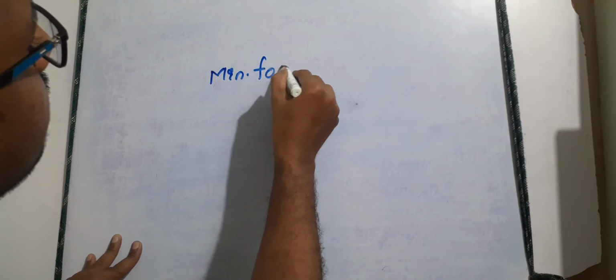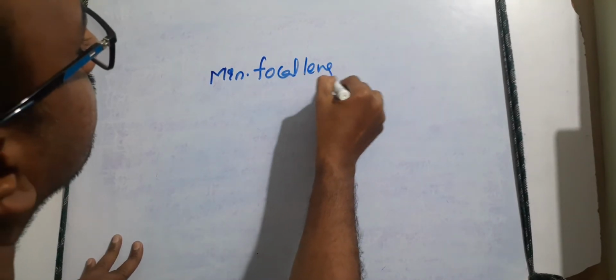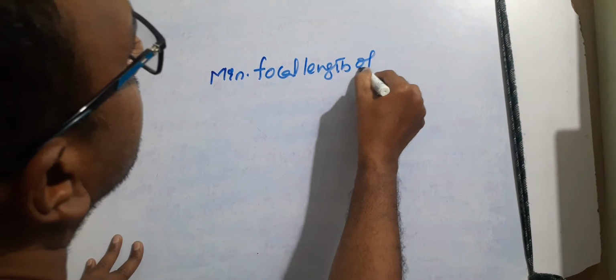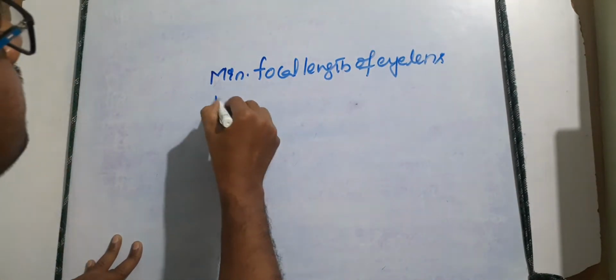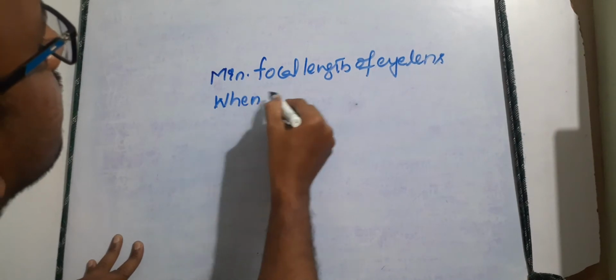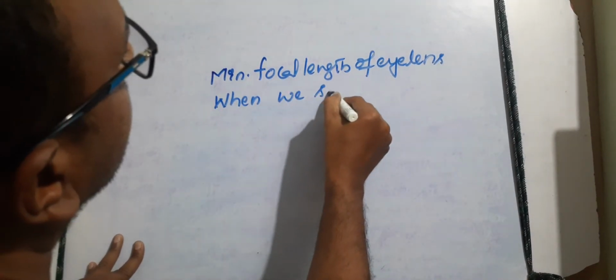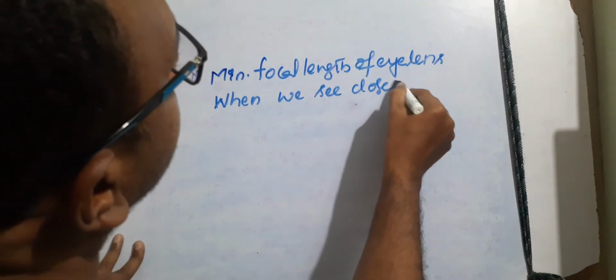Yes, children. So now we are going to find the minimum focal length of the eye lens when we see closer objects.